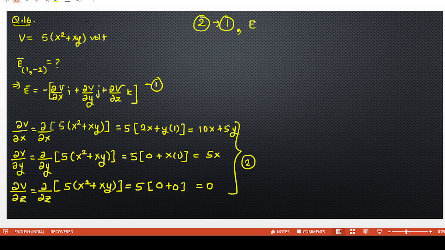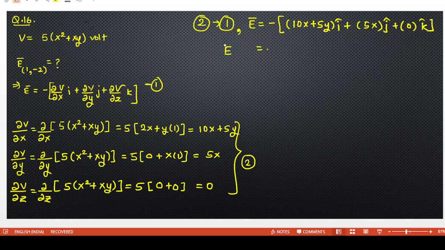And you can write E bar is equal to minus in the bracket, again bracket, what is dou V by dou x? It is 10x plus 5y, bracket complete, into i cap. This is dou V by dou x plus dou V by dou y. It is 5x into j cap plus dou V by dou z. It is 0 into k cap. So it is this electric field.